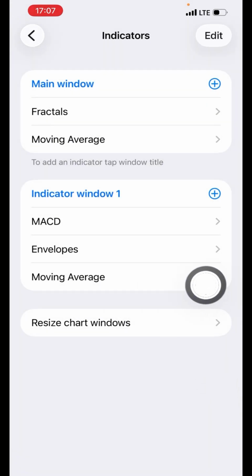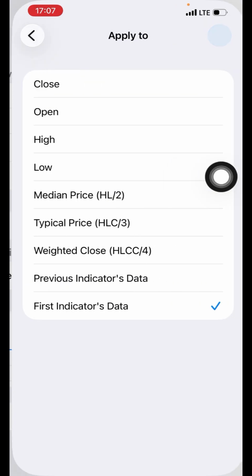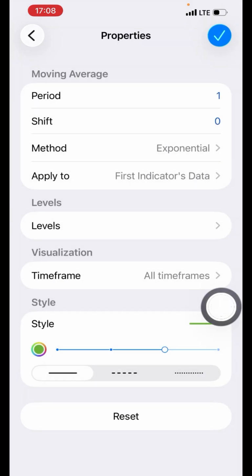Lastly, we have the moving average. You click on the indicator window one plus icon again and search for your moving average. These are the properties for it: the period is 1, shift is 0, method is exponential, apply to is first indicator's data. The levels, you leave as they are. Time frame is all time frames. For the style, you make it color green, 3 pixel, and you click on done.